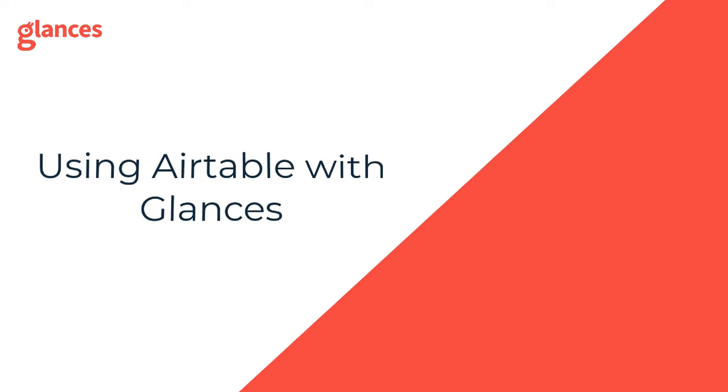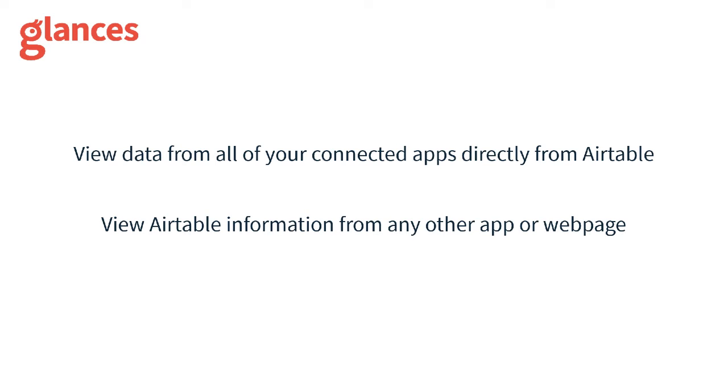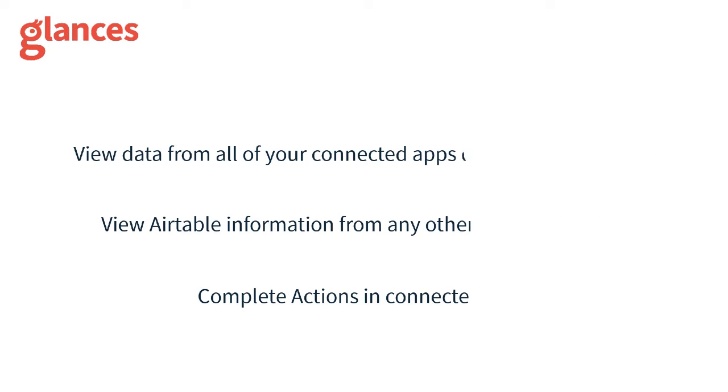If you hold data in Airtable, Glances can extend this data to be visible on any web page. When you connect Airtable with Glances, you can view data from all of your connected apps directly from Airtable, view Airtable information from any other app or web page, and complete actions in connected apps, such as creating a QuickBooks estimate or creating a FreshBooks client.